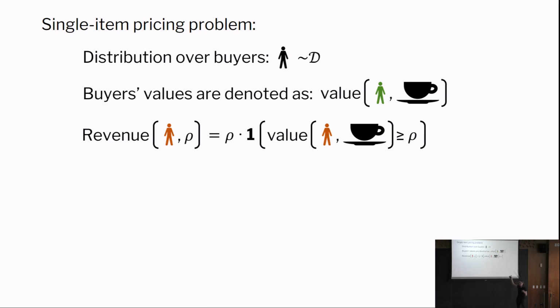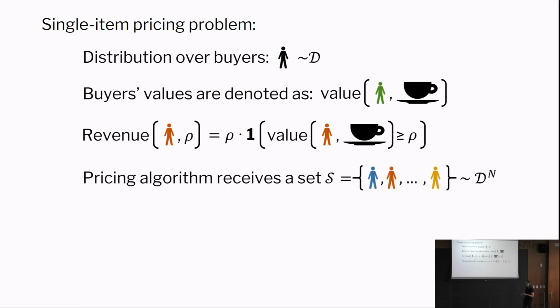This orange person is going to be willing to buy the coffee if their value for the coffee is at least as much as the price, right? Once the price goes above their value, they don't want to buy the coffee anymore. So the revenue I can extract from this orange person is the price times 1 if they're willing to buy the coffee, 0 if they're not willing to buy the coffee.